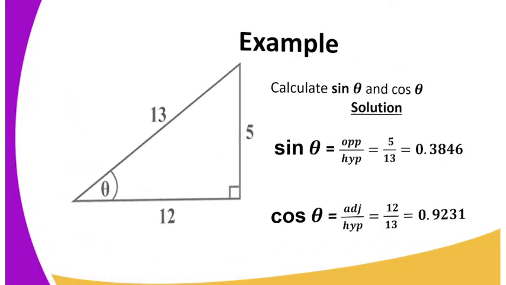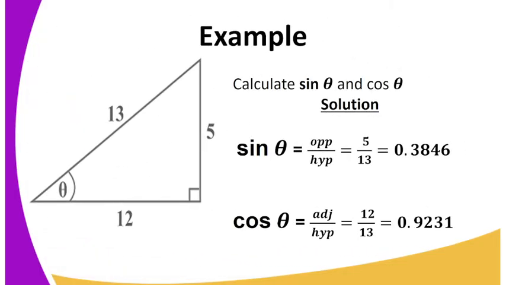So we have an example. Calculate sine theta and cos theta of the triangle shown. And you can see our theta is on the farthest end. So the opposite is 5. You can see 5 doesn't touch the angle. And the adjacent is 12. You can see 12, the side 12 touches the angle, so that one is the adjacent. And then the longest side is the hypotenuse. Do you remember? The longest side is always the hypotenuse.